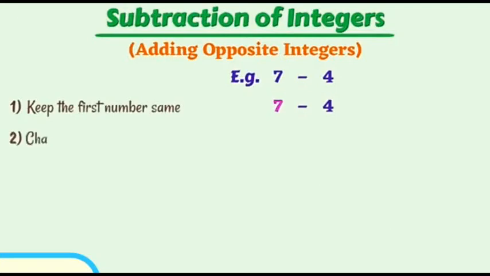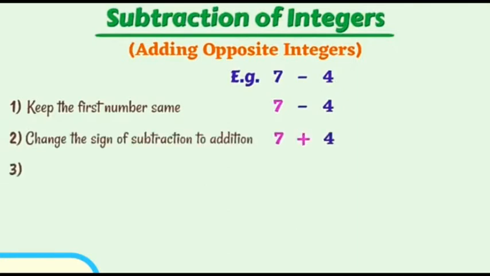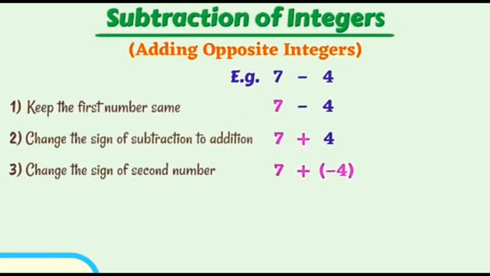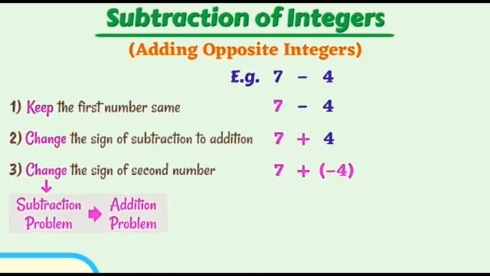Step 2. Change the sign of subtraction to addition. Step 3. Change the sign of second number. So, 4 is positive number. Its opposite is minus 4. Just now, we have converted subtraction problem into addition problem 7 plus minus 4 by changing the second number into its opposite. So remember, keep, change and change to convert subtraction problem into addition problem.